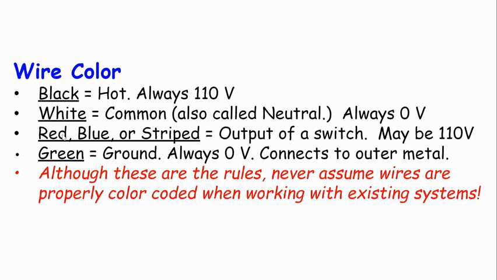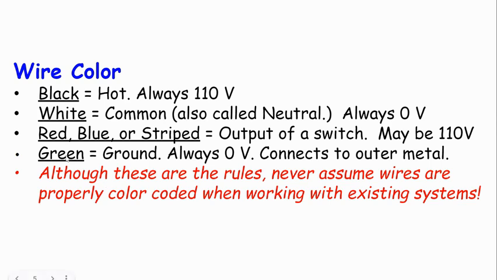There are many other colors of wire. You'll see red, blue, striped, all kinds of things. And usually these other colors indicate that these wires are the output of a switch. So those voltages might be high. They could be at 110 volts if the switch is closed, or they might be at 0 volts if the switch is open. So you have to kind of use caution if you see wires that are different colors like that.